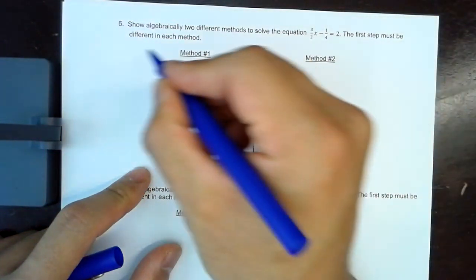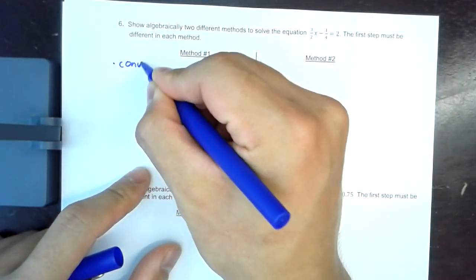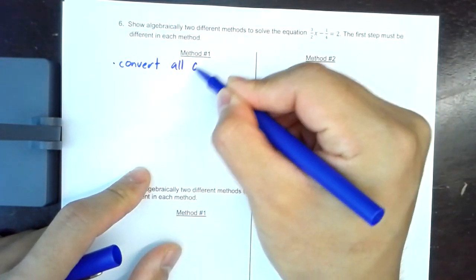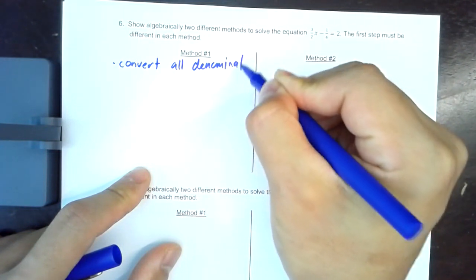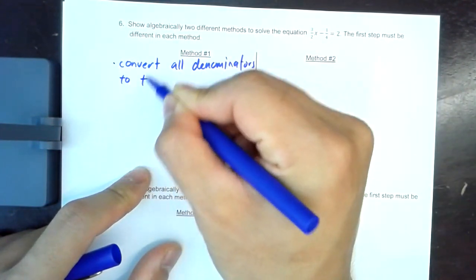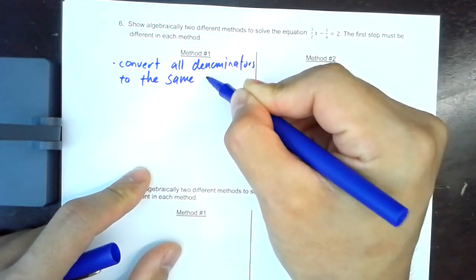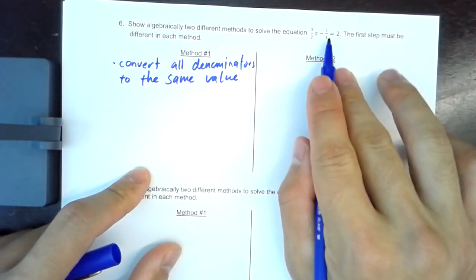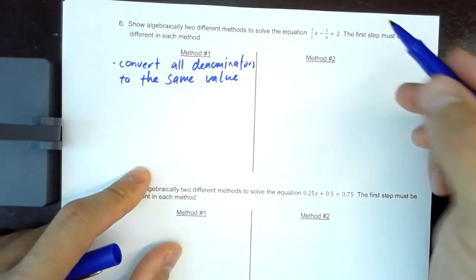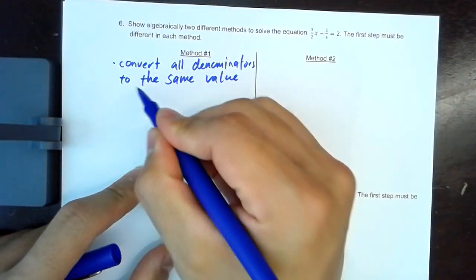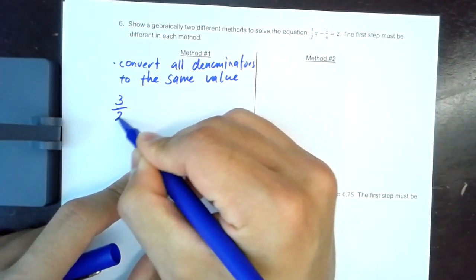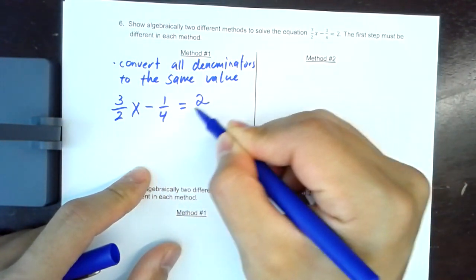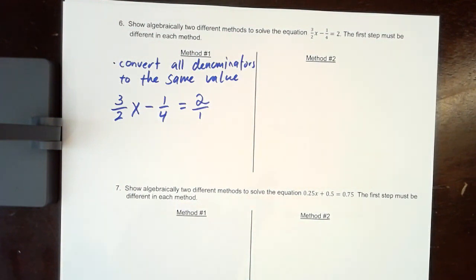So the first method is to maybe convert all denominators to the same value. Okay. And you could see how 3 halves and negative 1/4 and 2 over 1. So if I convert, I'll start with the original problem: 3 halves x minus 1/4 is equal to 2 over 1. I'm going to write 2 over 1 in extra detail this time.